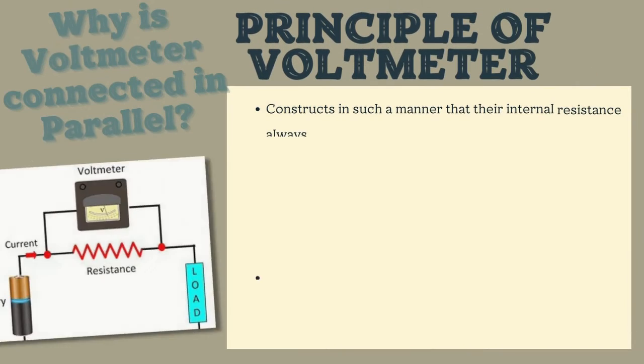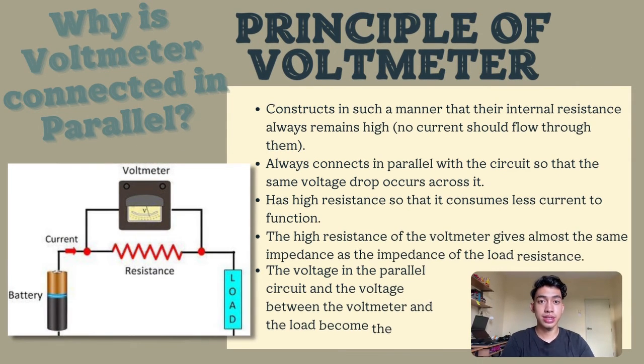The voltmeter is constructed in such a manner that the internal resistance always remains high, meaning that no current should flow through it. If it is connected in series with the circuit, it minimizes the current which flows because of the measuring voltage. This disturbs the reading of the voltmeter. The voltmeter always connects in parallel with the circuit so that the same voltage drop occurs across it. The high resistance of the voltmeter combines with the impedance of the element across which it is connected, and the overall impedance of the system is equal to the impedance that the element had.